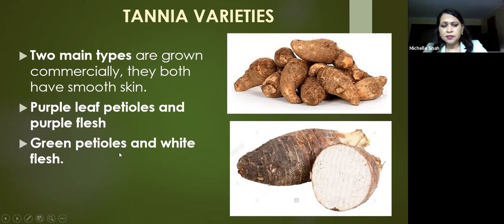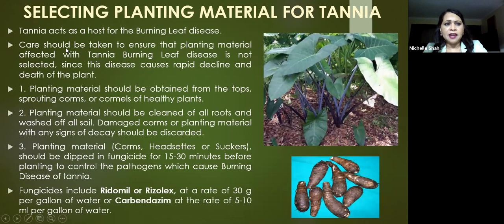Selecting the planting material for tanya. Tanya acts as a host for the burning leaf disease. Care should be taken to ensure that planting material affected with the burning leaf disease is not selected, since this disease causes rapid decline and death of plants. Planting material should be obtained from the tops, sprouting corms or cormels of healthy plants, and should be cleaned of all roots and washed of all soil. Damaged corms or planting material with any signs of decay should be discarded.